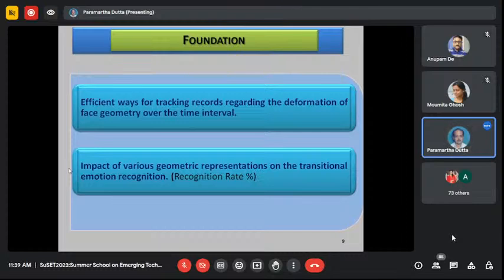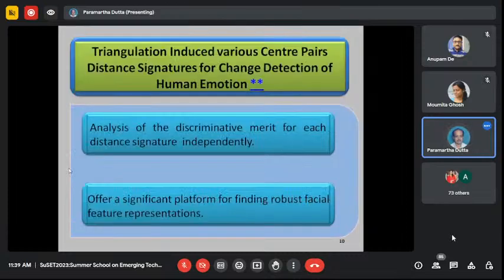Now, this is just to formally identify the foundation: efficient ways for tracking the deformation of face geometry over time intervals, and the impact of various geometric representations on transitional emotion recognition, which is identified in terms of accuracy, or what is known as recognition rate, in terms of percentage.